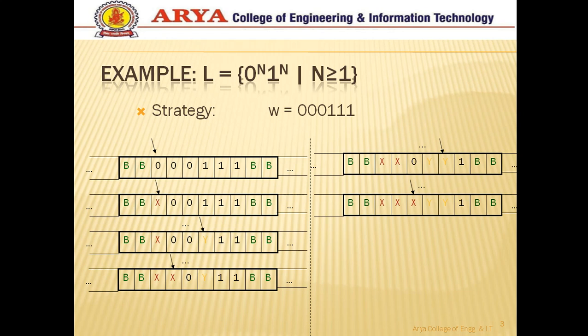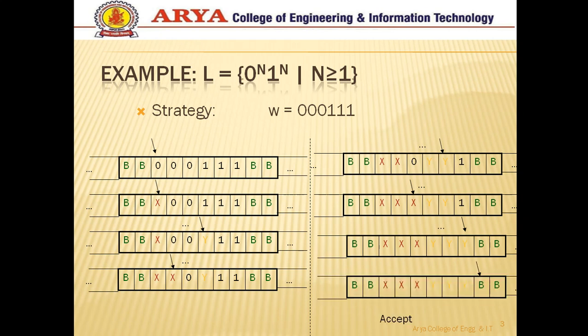Now we reach the third 0. The third 0 is processed and replaced by x. Then the next y is replaced by y, then again move in the right direction. The next second y is replaced by y, then we move to the third 1, that is the last one. This 1 is replaced by y. That means all the input values 0 and 1 are replaced by replacement symbols, that is x and y.